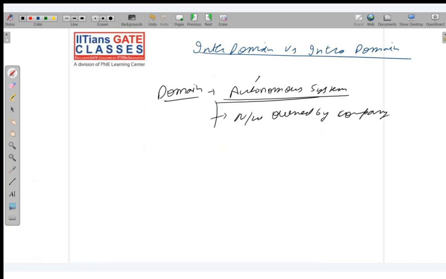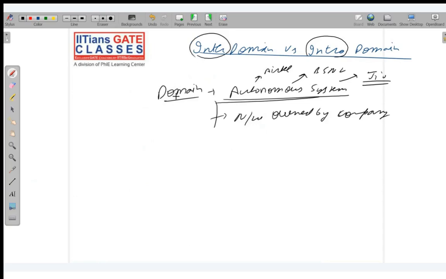For example, autonomous systems are Airtel in India, BSNL, then Jio. These are all autonomous systems. So it is a large network owned by some company. If a protocol is working inside the autonomous system, then obviously we call it intra-domain. And if it is used to connect two or more autonomous systems, then we will call it inter-domain.